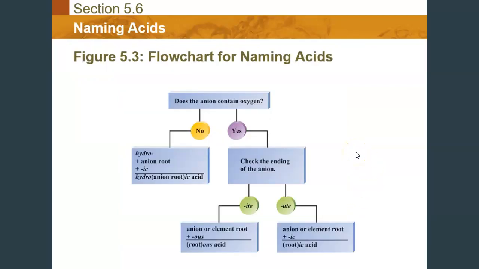A really nice flowchart for naming acids. Does the anion contain oxygen? If it's no, you use hydro, the anion root, and then you change it to ic. So for instance, bromine becomes hydrobromic acid.